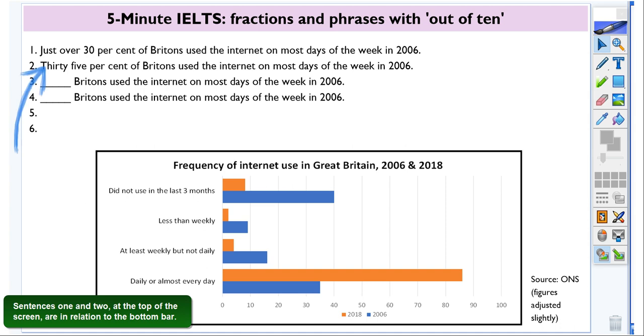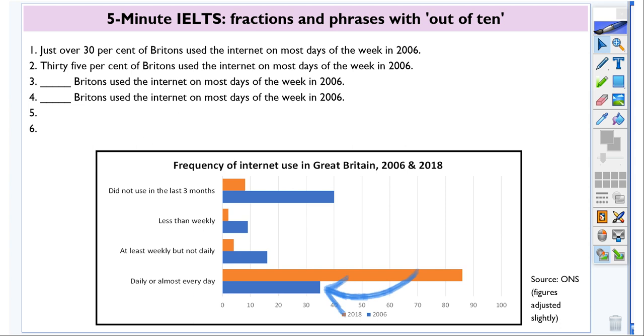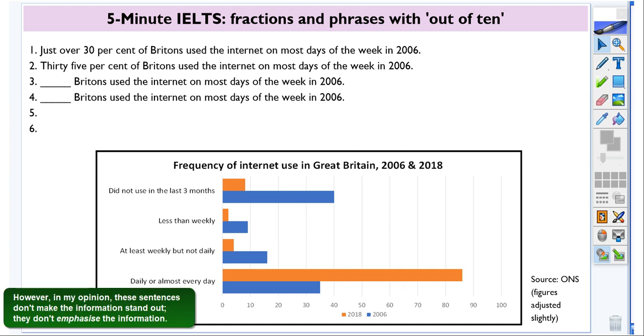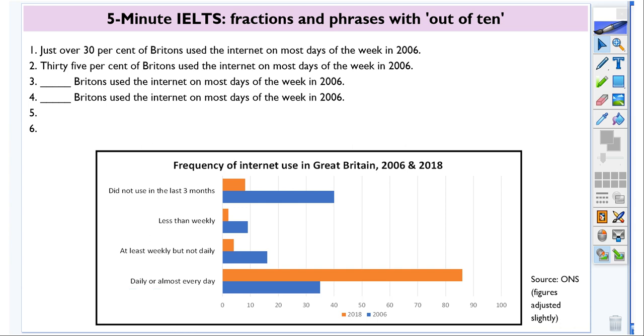Sentences 1 and 2 at the top of the screen are in relation to the bottom bar. Now, these sentences are grammatically fine. They make sense. However, in my opinion, these sentences don't make the information stand out. They don't emphasize the information. I want to show you how you can present the data given in the bottom bar in a more interesting way. In fact, there are 2 ways.